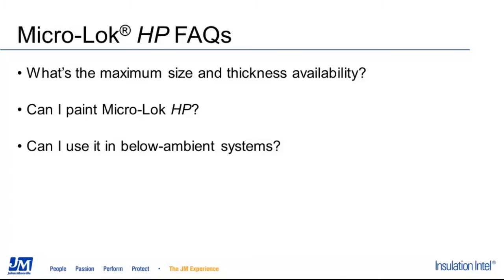Finally, can I use Microlock HP on below ambient systems? Yes, as long as the operating temperature is above 0 degrees and proper installation practices are followed to ensure a totally sealed system, our fiberglass pipe insulation can be used in below ambient systems like chilled water. For applications below 0 degrees, there are other insulation materials besides fiberglass that would be better suited.